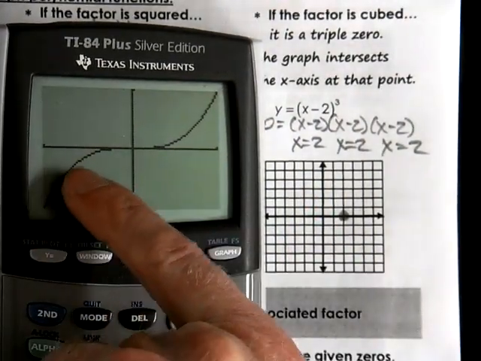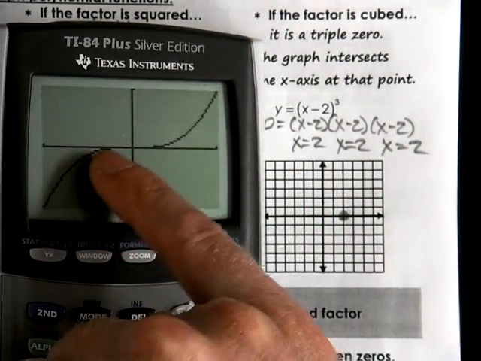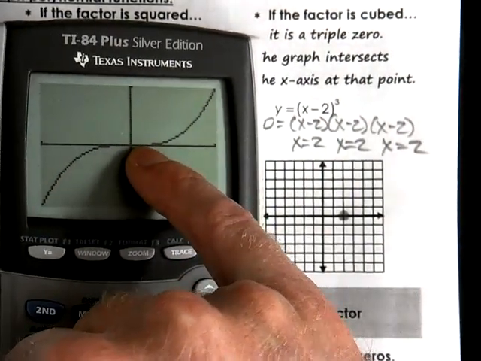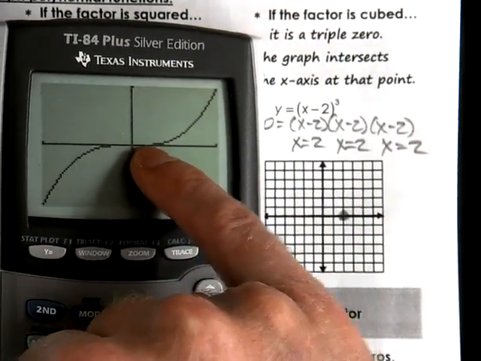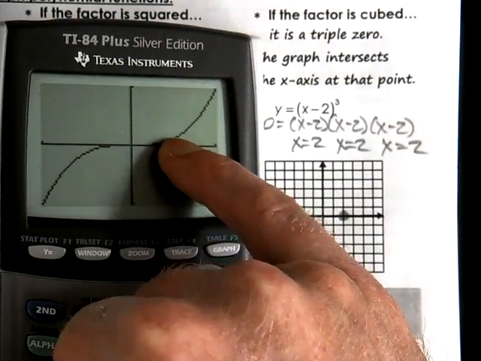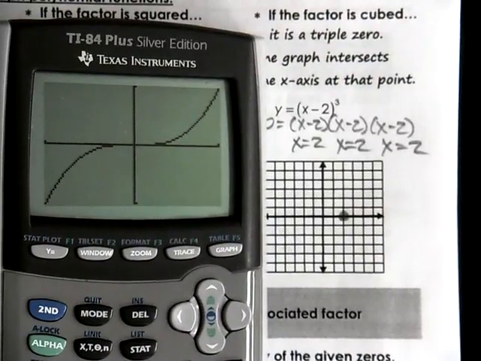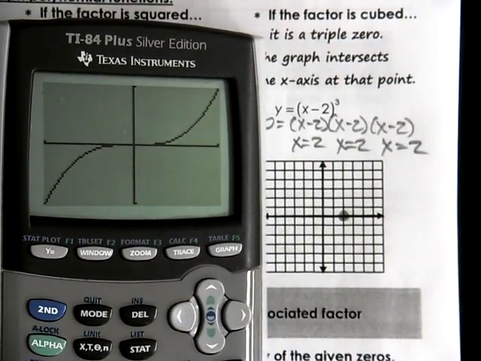A negative times a negative times a negative is still negative. 0 times 0 times 0 is now 0. Positive times positive times positive is now a positive. And it continues. So that's why it makes that curve.